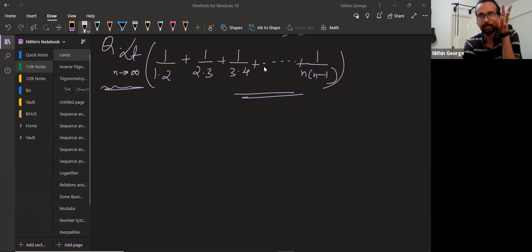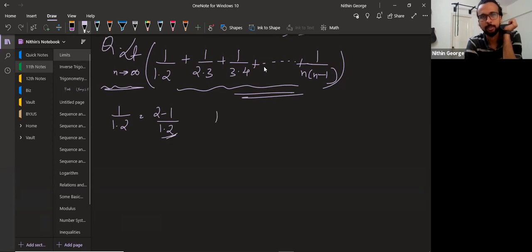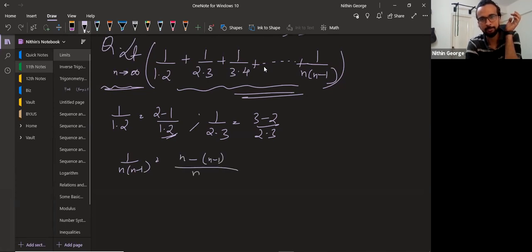In sequence and series, you would have learned that if you get such a series, you get 1 divided by 1 into 2, and I can write the numerator as 2 minus 1 divided by 1 into 2. This is the first term. The second term, 1 divided by 2 into 3, I can write as 3 minus 2 by 2 into 3. Why am I doing all this? The idea is if I get any 1 by n into n minus 1, I can write that as n minus (n minus 1) divided by n into n minus 1. Are you all getting this much?